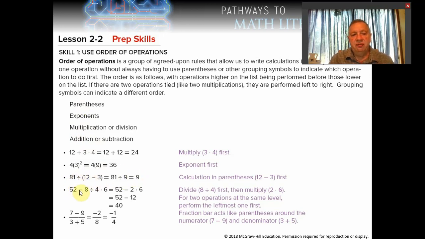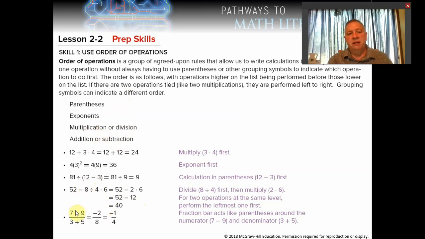So here I just have a list of operations, no parentheses, no exponents. This grouping is all at that same level of multiplication or division. So I want to do what's in here first, but I want to do it left to right because there's no other higher order. So 8 divided by 4 is 2. 2 times 6 is 12, and then I go down once I follow that.